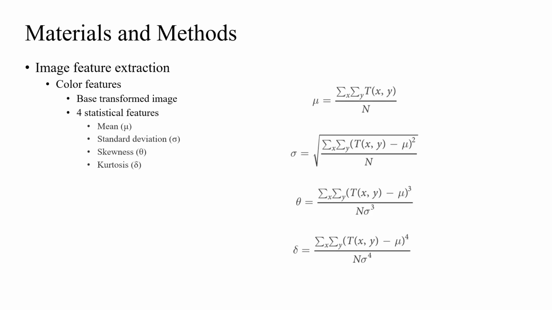For color features, using each transformed image as a base image with the canopy mask applied, 4 statistical color features were extracted, including mean, standard deviation, skewness, and kurtosis. During calculation, all NA values from the canopy mask were ignored. In total, 35 times 4 equals 140 color features were extracted from each original canopy RGB image.